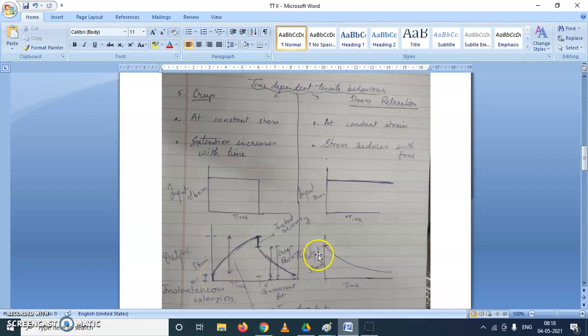Now the other term which is important is stress relaxation. This can be defined as at constant strain, stress reduces with time. Suppose we take a sample and we extend it to 2%, 4%, whatever, we give a constant extension for a long time. Now what happens? The stress developed inside the material decreases with time.